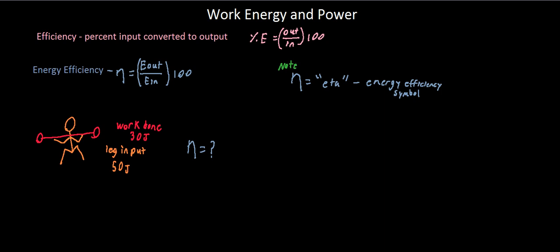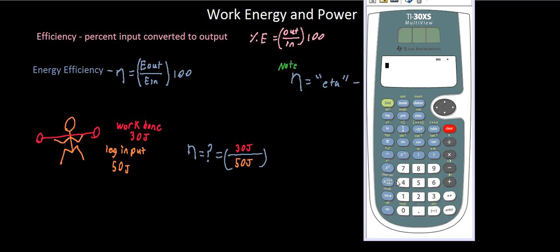Well, our formula hasn't changed. It's energy out divided by energy in. So our output is 30 joules, we just said. That's the work being done, or the energy being put out, I should say. The energy I'm applying is 50 joules of energy. And of course, to figure out what that number is, we would say, what's 30 divided by 50? We type this into our calculator and we get 0.6.